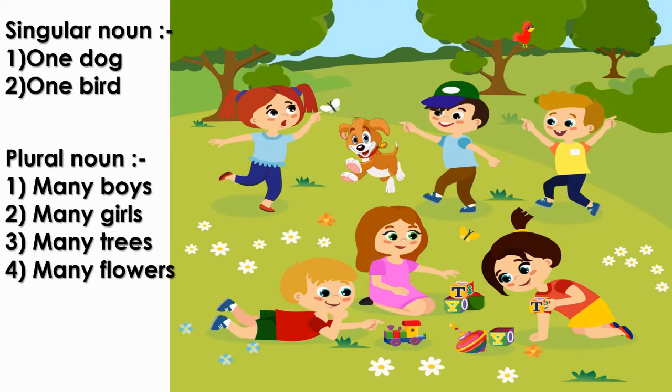So, students, let us understand better with the help of a picture of a garden. In this picture, how many dogs are there? Can you see? Yes, only one dog. Right. So, singular stands for single or one. So, dog is a singular noun.